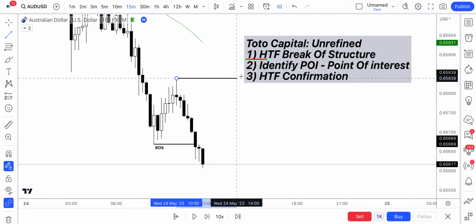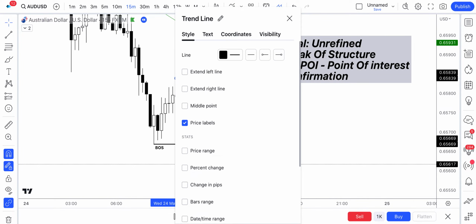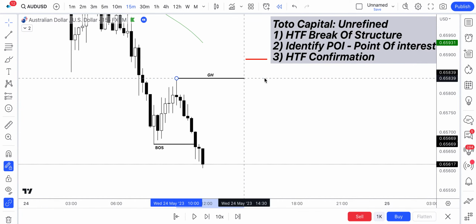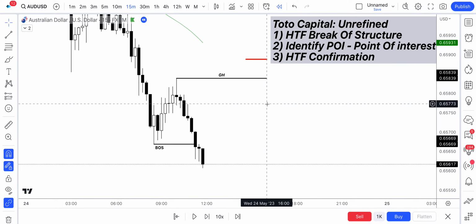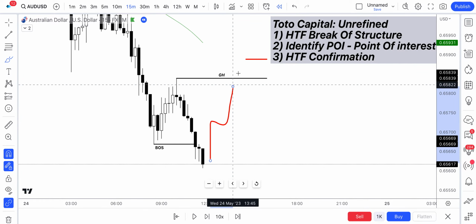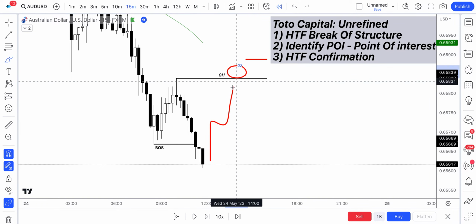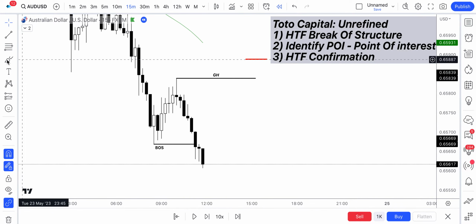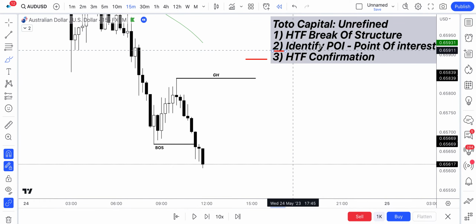This is our invalidation level. So we can mark this on as a GH. And if and only if price comes back to this area, back to this level, then we can be looking for a short trade. Okay, so this is our invalidation level. If price comes back up here and closes above the guarded high, this indicates that the sellers are no longer in control. Okay, and then our bias may be shifting. Okay, but for now, this is our guarded high.